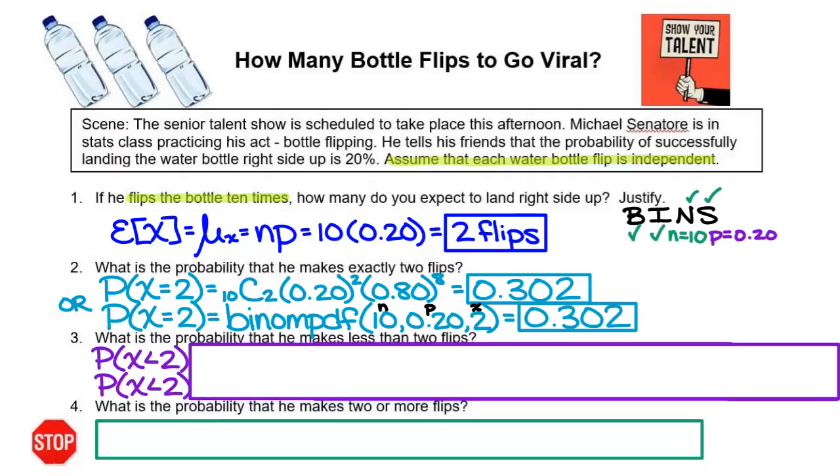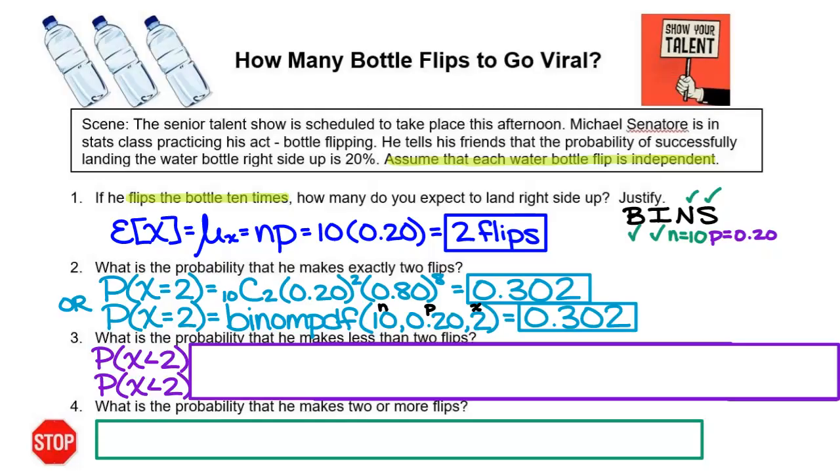Again, there's 2 different ways I could calculate this. What's one of the possible ways we could go about calculating the probability that he makes less than 2 flips? Binom CDF. Now, what's the deal with the binom CDF that we have to be careful about? If it's greater than, we have to subtract it from 1. But specifically, when I go to put in an x value into binom CDF, it's not just less than. It's always less than or equal to. But I don't want this to be or equal to 2. I want him to make less than 2 flips.